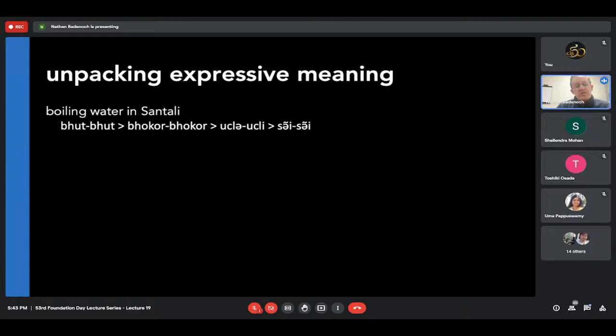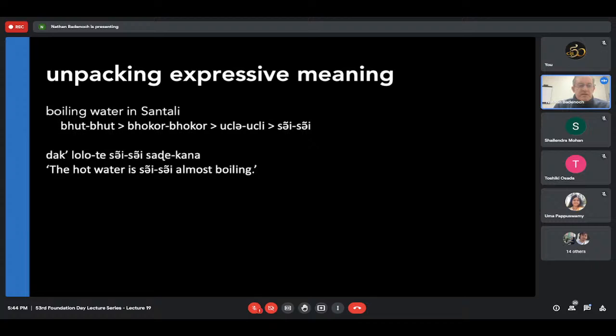And then we ended up at another one, which he recalled after the discussion of these three, which was sing sing. And we were discussing what is sing sing. So he came up with a sentence like this, which is the hot water is sing sing, almost boiling. So it hasn't actually boiled yet. So sing sing was the step before bhutput, when the water started to boil, which was great.